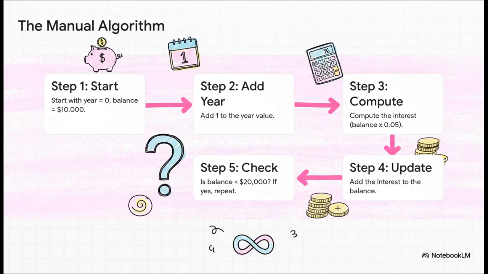Right, so here's the manual algorithm. We start at year 0 with our 10 grand. Then we add a year, figure out the interest, add that interest to the balance, and then, and here's the key part, we have to ask ourselves, have we hit our $20,000 goal yet? If the answer is no, we have to go all the way back to the beginning and do it all over again. And again, you can see how this would get old fast.